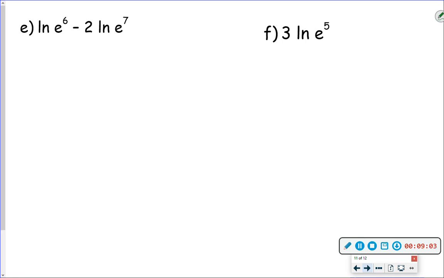All right, ln and e, of course, a couple different ways you could do this. ln and e cancel each other out. So I'm going to be left with 6. And then, of course, this would be multiplied. 2 times 7, 14. 6 minus 14.